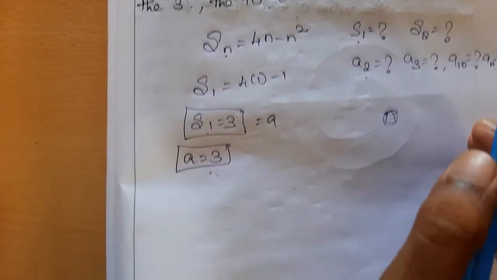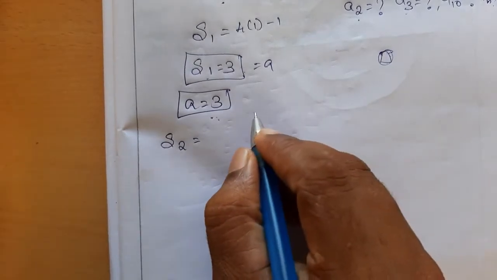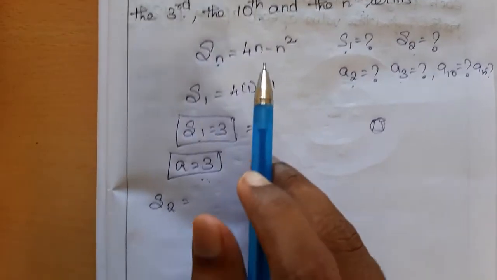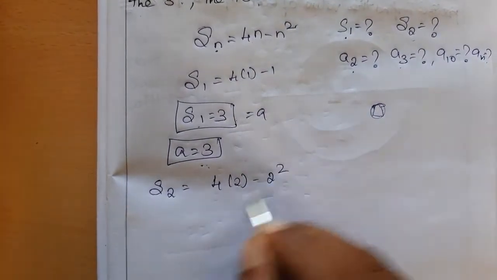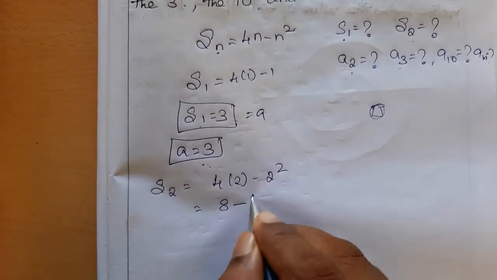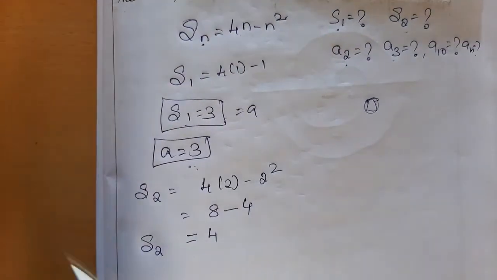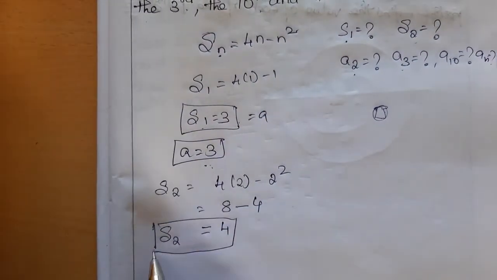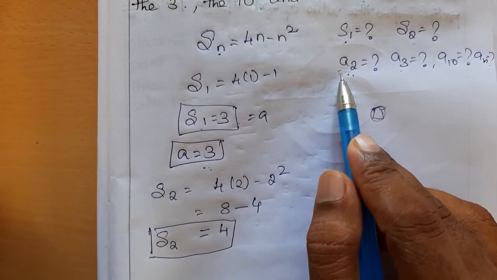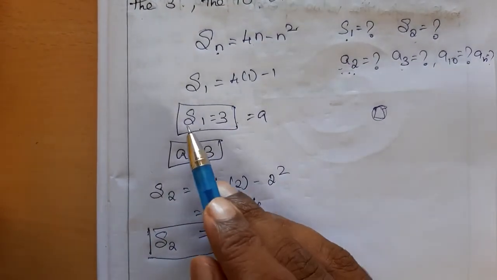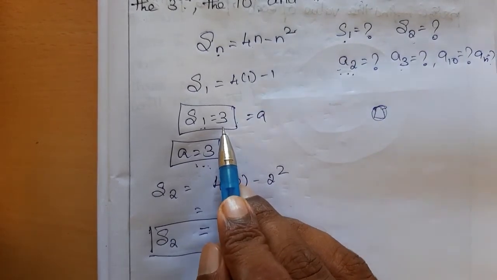So next we have to find S2. So S2 is equal to, we'll apply here the general term 4n minus n square, that is 4 into 2 minus 2 square. So 4 twos are 8 minus 2 twos are 4. So S2 is equal to 4. So we obtain the S2 value also. So next we have to find the A2 value. To find the A2 value we need a and d, right? We already found the value of a, because the sum of the first term is given as 3 and the first term is the a we consider, so a is equal to 3.